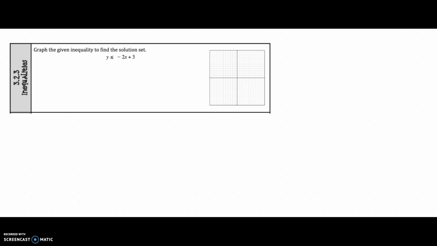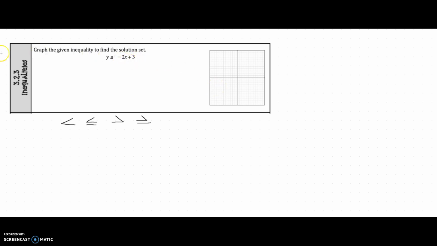Quick reminder of our symbols that are super important. So our less than symbol looks like this. I just imagine it looks like an L that you kind of squished. And then less than or equal to, greater than, and greater than or equal to. So you need to know those four to be able to do this learning target.